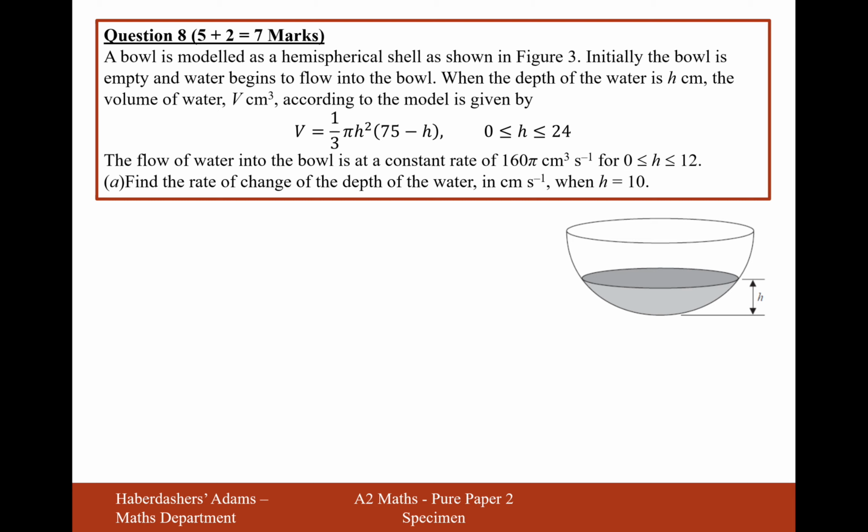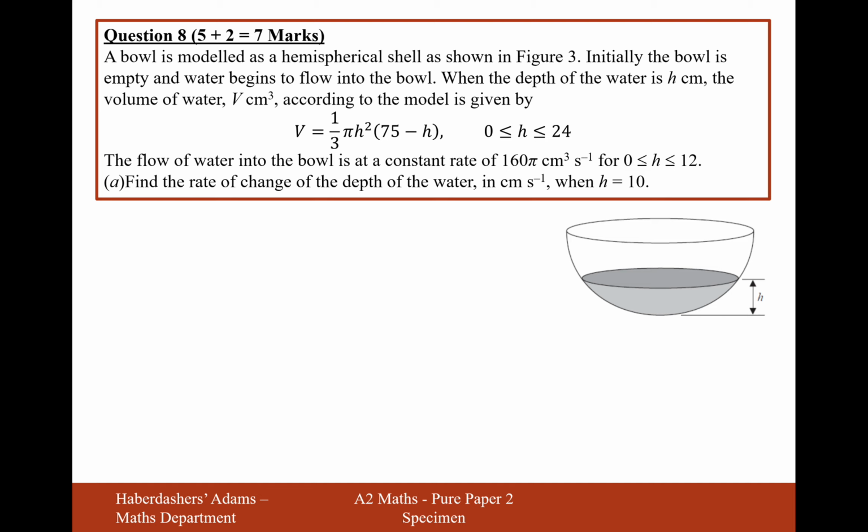When the depth of the water is h, the volume of the water V is, according to the model, V equals 1/3 pi h squared (75 minus h). The water flows into the bowl at a constant rate of 160 pi cubic centimeters per second for h between 0 and 12, where h is in centimeters. Find the rate of change of the depth of water.